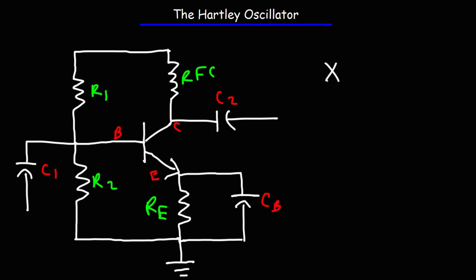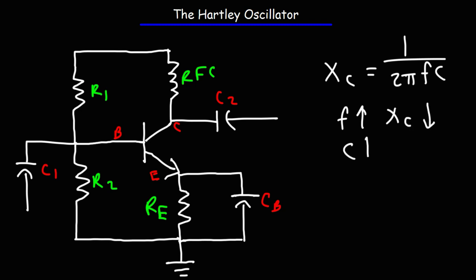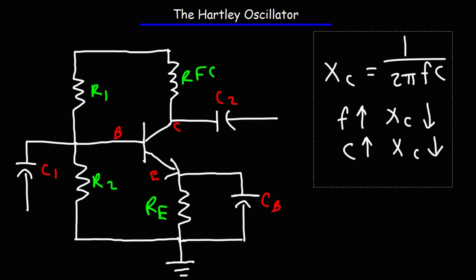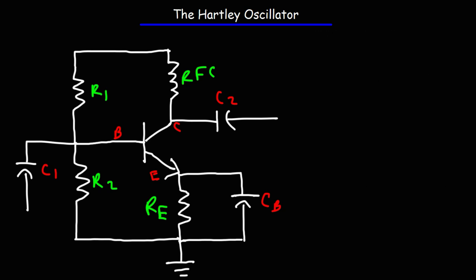The formula for capacitive reactance is 1 over 2 pi FC. So as F goes up, the capacitive reactance goes down. And as you increase C, the capacitive reactance also goes down. So that's one formula you want to keep in mind when choosing values for C1 and C2. But if you make them as high as possible, you really don't have to worry about the math that goes with this.